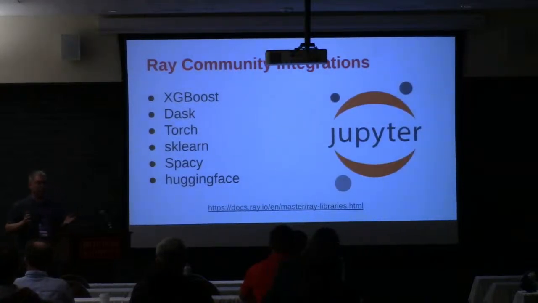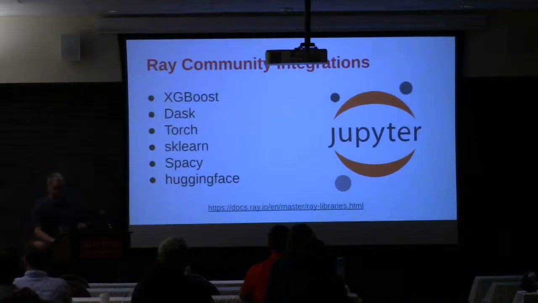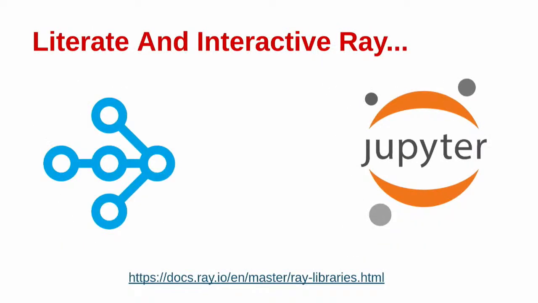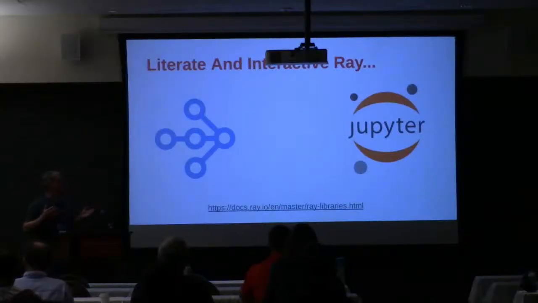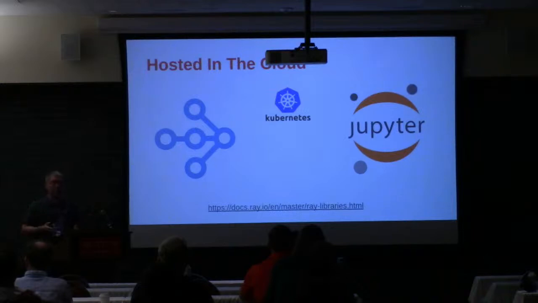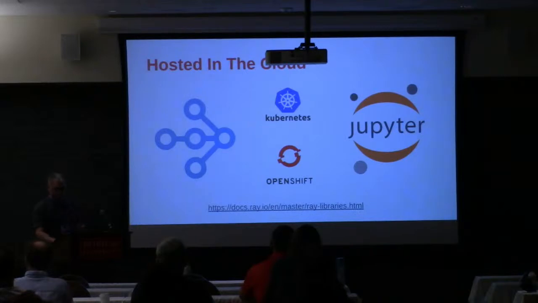One thing about all these you might have noticed, of course, is that all these are things that people already use on Jupyter. So if we integrate it properly, we could get literate programming and interactive, iterative development with Jupyter, but using Ray as a parallelizable compute backend. Of course, these are both tools that run on Kubernetes, or in the case of the demo that I'm going to be doing, OpenShift.